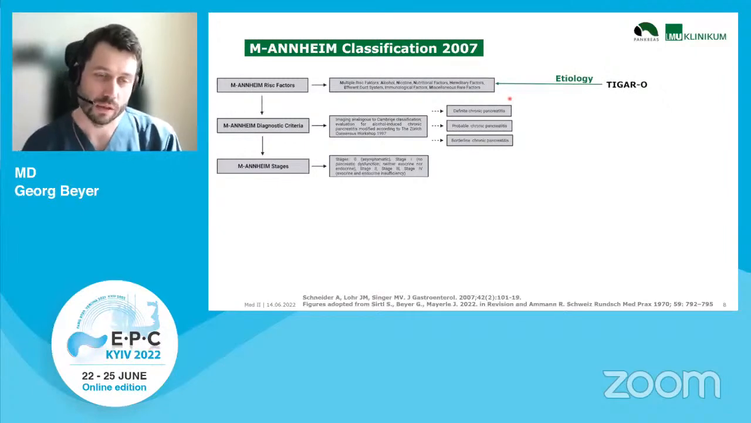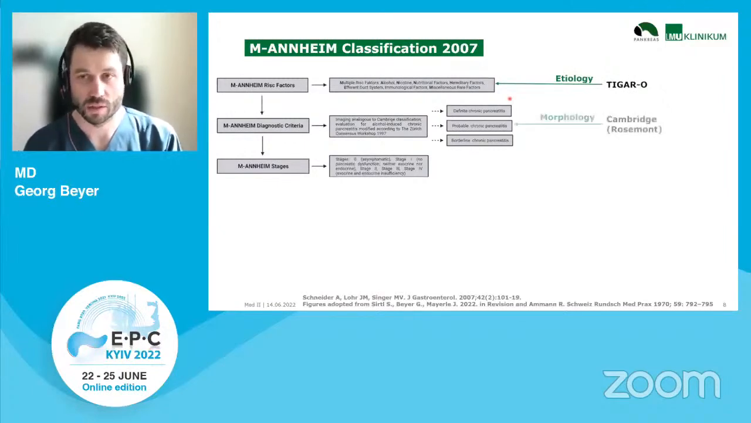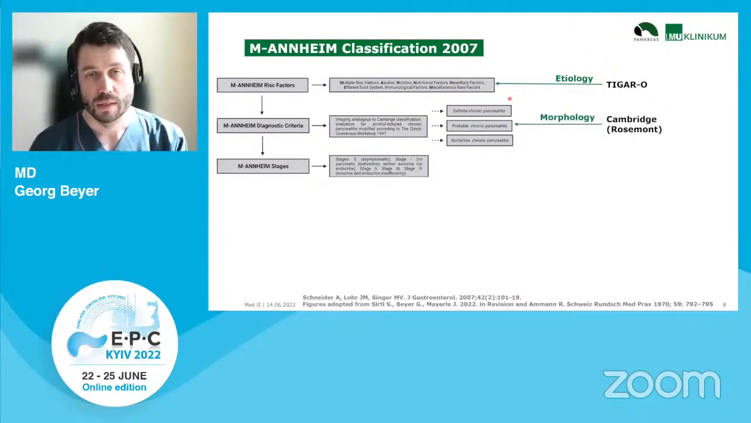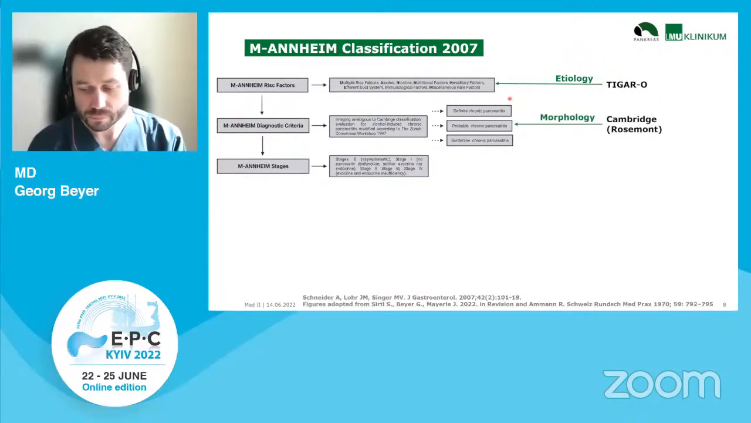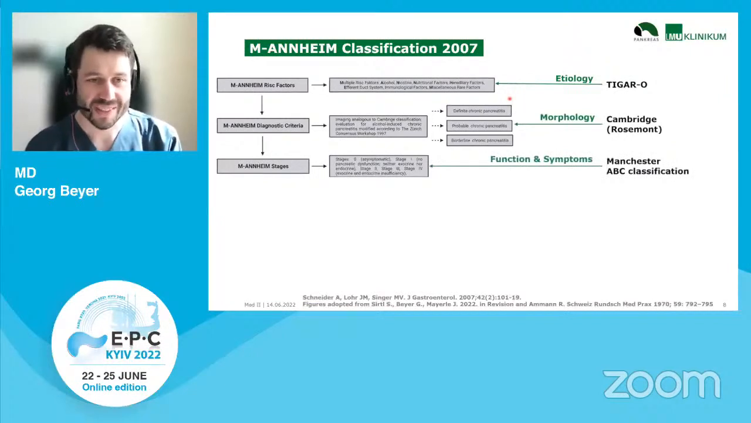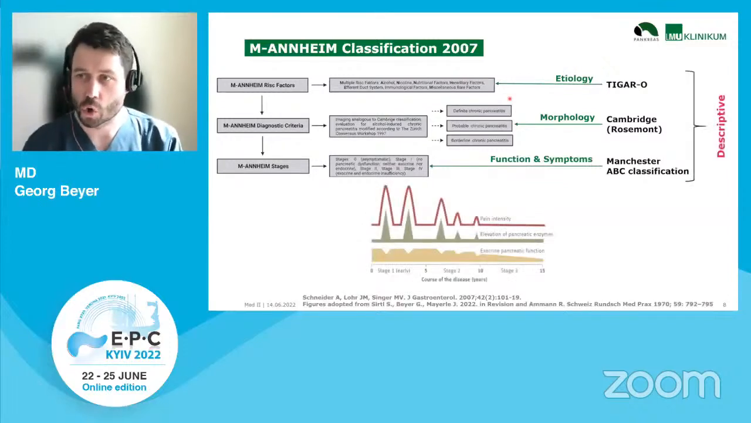The next step was defining common diagnostic criteria, which are to a large extent based on the aforementioned Cambridge classification, and also included features for endoscopic ultrasound, which can also be found in the Rosemont classification, which was published in 2009, so 2 years after Mannheim. And then the second to last part of the Mannheim classification were the so-called Mannheim stages, where patients with chronic pancreatitis were assigned certain stages depending on whether or not they had symptoms and whether or not organ dysfunction was present. And this is something that has previously been suggested, but never really put into practice much in the Manchester and ABC classifications.